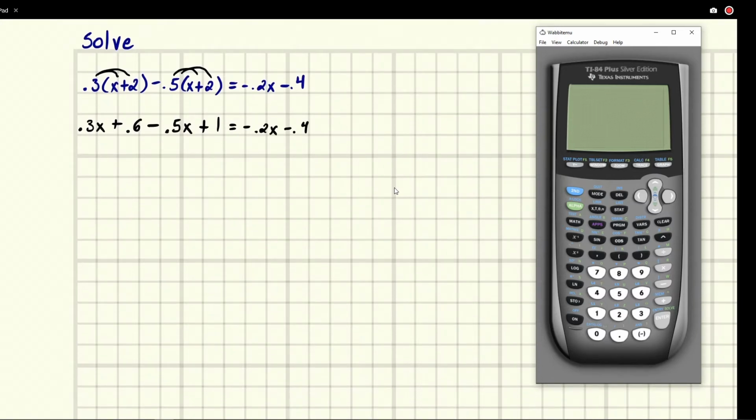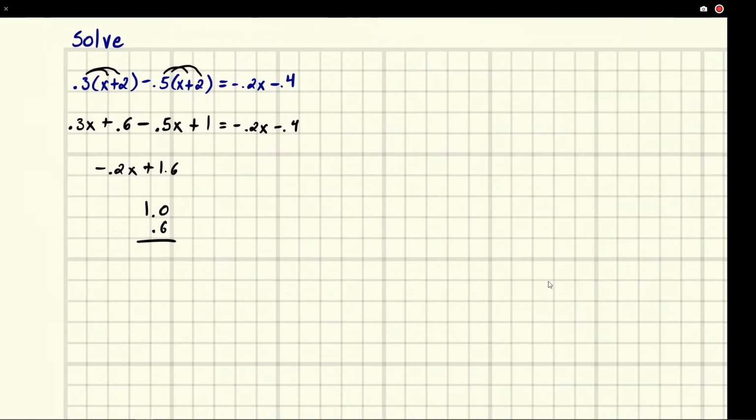Now our next stage here, the easiest way to do things is just to combine all the like terms, just to make it a little easier to look at. So the things with x's can be combined, and so that's going to be 0.3x and negative 0.5x, and that's going to wind up being negative 0.2x, right? Because 5 minus 3 is 2, and then we have the decimals that line up. And then we have 0.6 and 1, and 1 plus 0.6 is just 1.6. Don't forget to line up the decimals. So when you add, you get 1.6, and that's why that's the case.